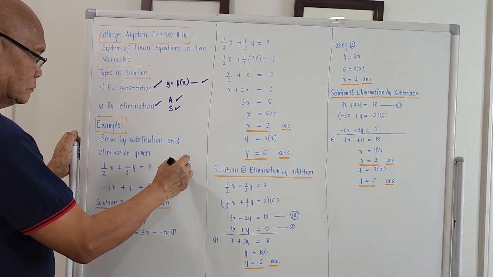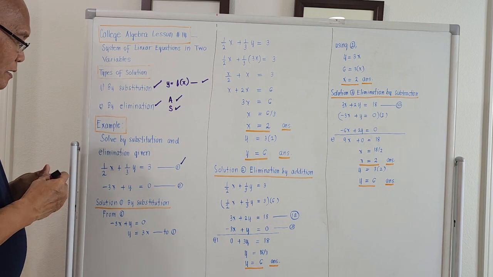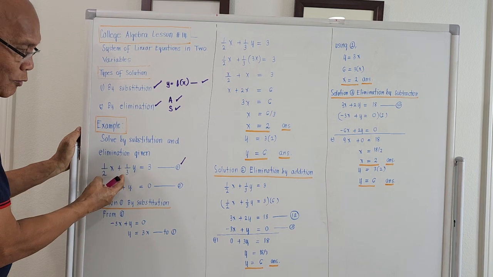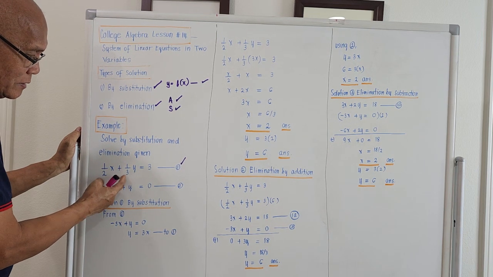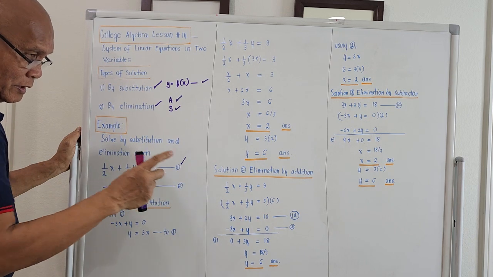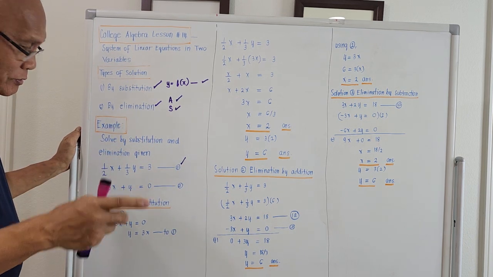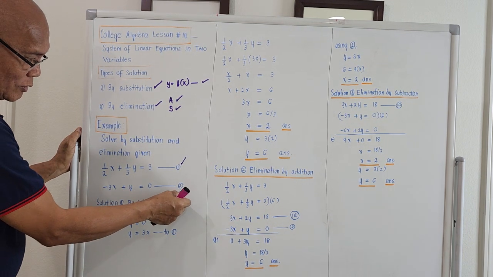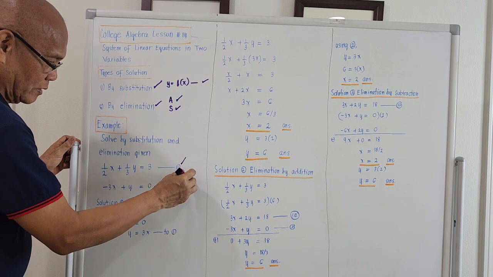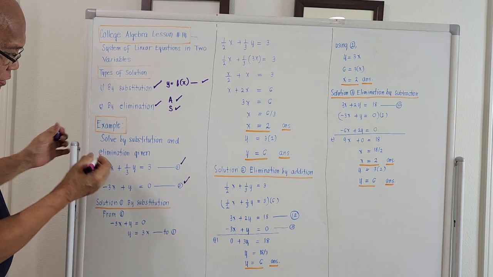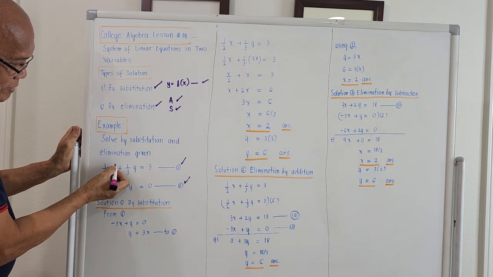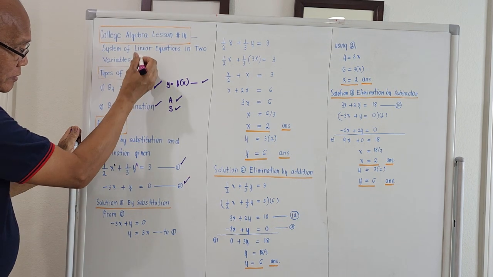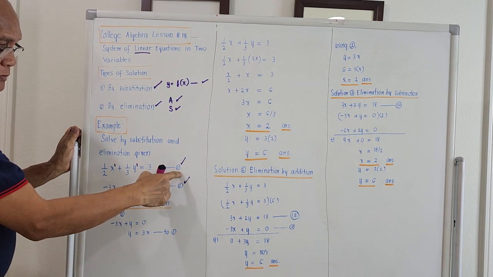Equation number 1. I will read equation number 1: 1/2 of x plus 1/3 of y equals 3. That will be equation number 1. And the second linear equation is minus 3x plus y equals 0. That will be equation number 2. The highest power of x in the first one is 1, or simply x, and the highest power of y in the first equation is also 1. So they are linear.